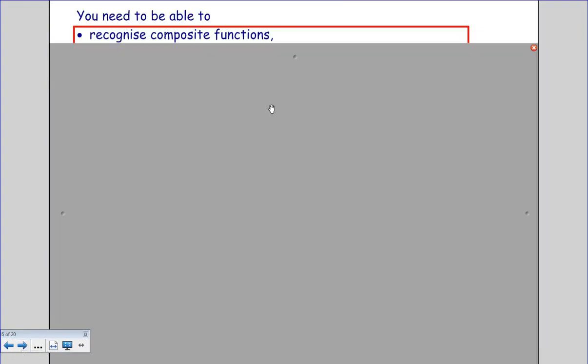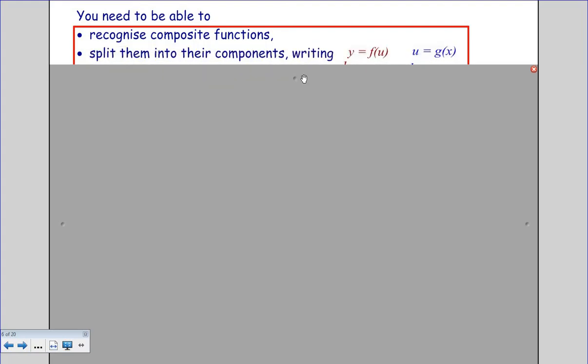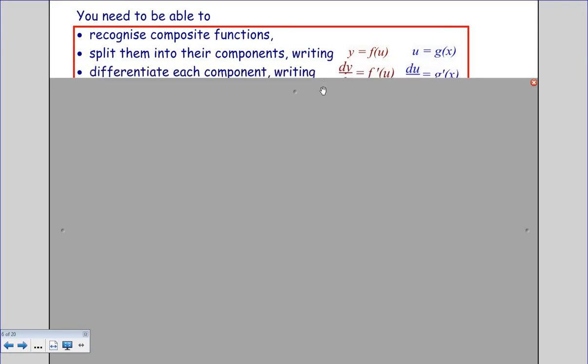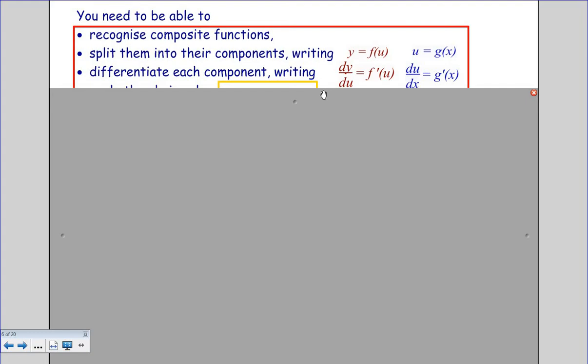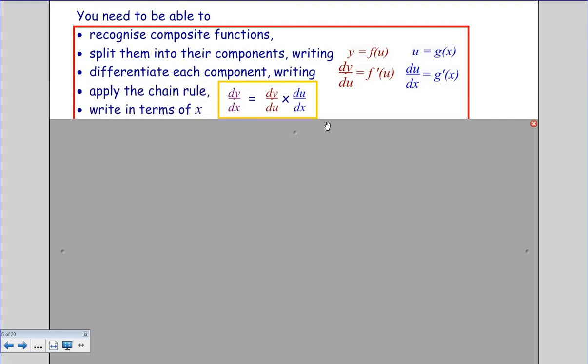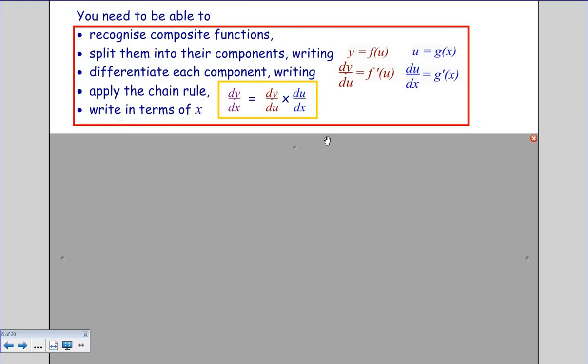So when we're using the chain rule, we need to first of all recognise that we've got composite functions. Try and split them up, writing y is a function of u and u is a function of x. Differentiate each bit with respect to each letter, and then simply multiply the two together. That's the chain rule. And finally, we write our answer in terms of x. So you would have had a bit in terms of u and another bit in terms of x. You need it all in terms of x.